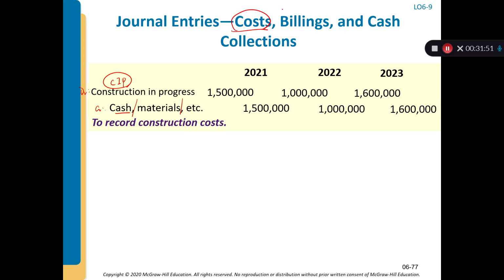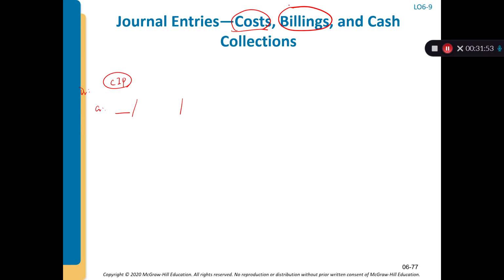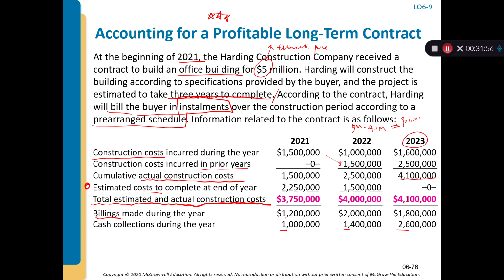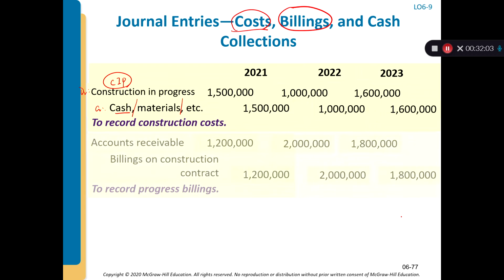And how do we record the billing? We bill the client, as you see. First year is 1.2 million, second year is 2 million, and third year is 1.8 million. So therefore, we debit accounts receivable when we bill them, and we credit a new account called billing on construction contract for 1.2 in year one, and 2 million in year two, and then 1.8, right? So this is a new account called billing on construction, and debit accounts receivable.